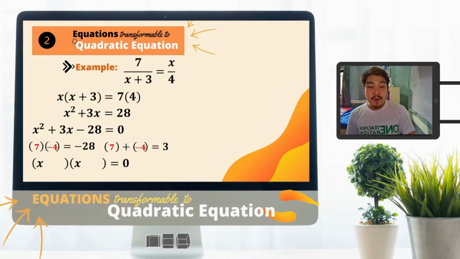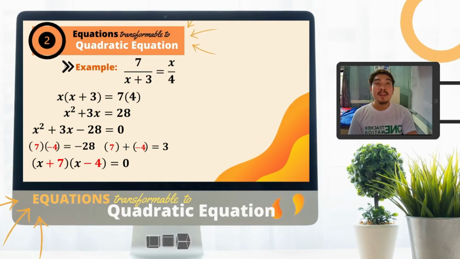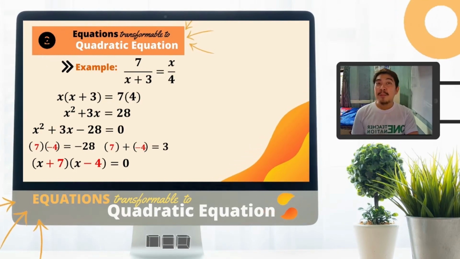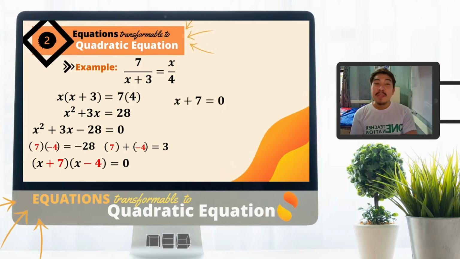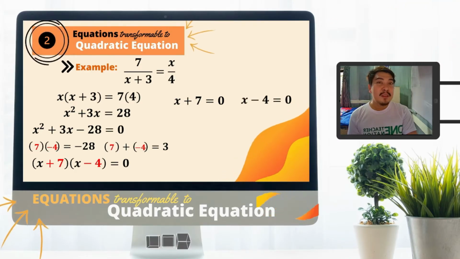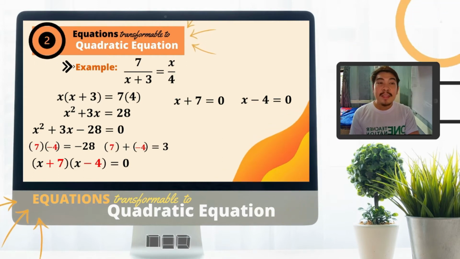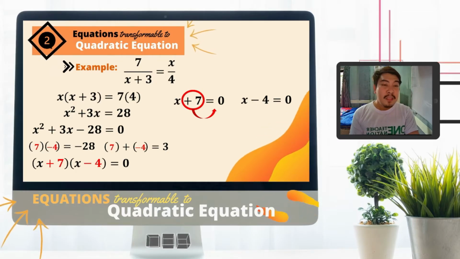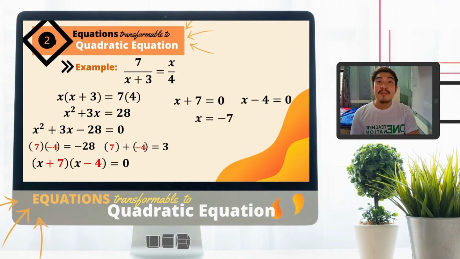So what will be the factored form? The factored form will be x plus 7 times x minus 4 is equal to 0. So we will now be applying our zero product property, wherein we will be equating both factors to 0. So that will be x plus 7 equals 0, and then the other one, x minus 4 is equal to 0. Doon muna tayo sa first equation, x plus 7 equals 0. Ilipat lang natin si positive 7 sa kabila, or we can use addition property. So therefore, the first value of x will be x equals negative 7.